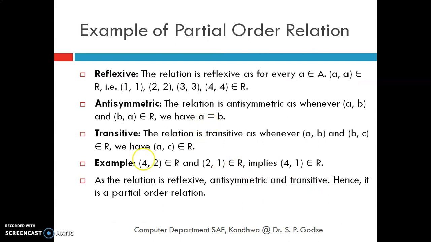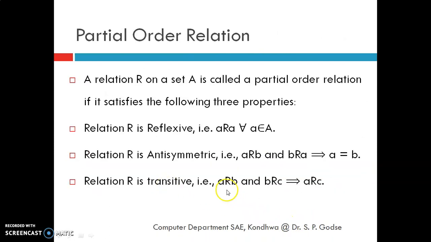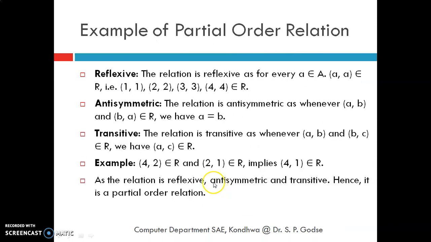Third property is transitive. The relation is transitive as whenever (A, B) and (B, C) belong to R, we have (A, C) belonging to R. So for example in this relation, (4,2) belongs to R and (2,1) belongs to R. Then (4,1) also belongs to R. So this kind of pair exists. That's why this relation is transitive also. As the relation is reflexive, antisymmetric and transitive, it is a partial order relation.